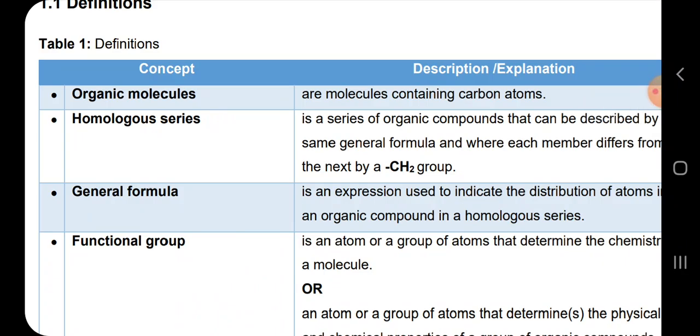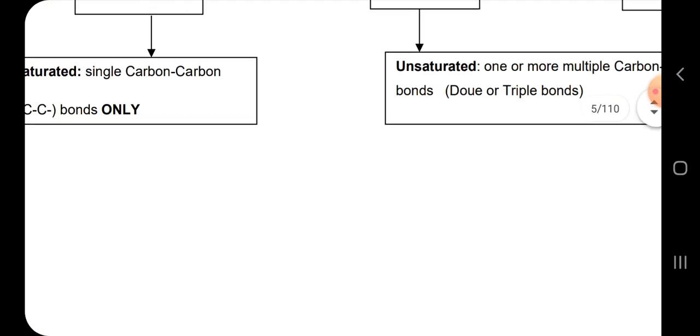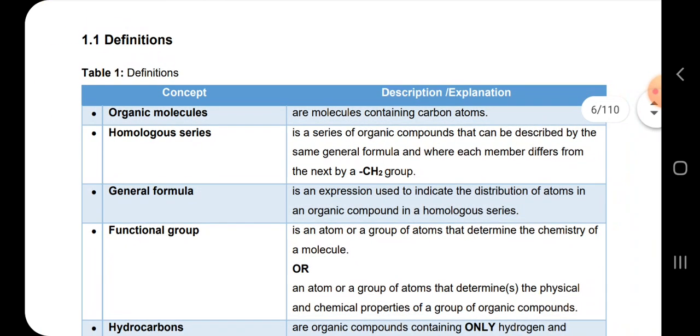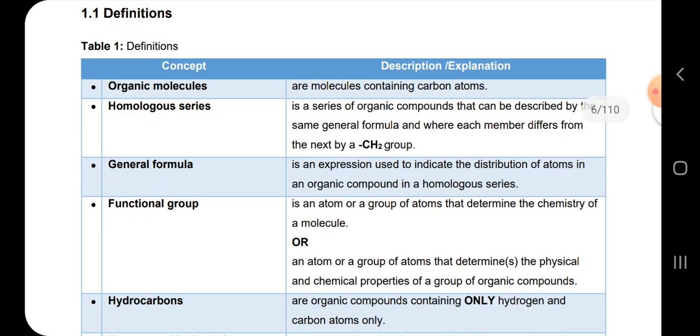And then the second thing that we will focus on is the definitions. Yes, so these are the definitions that you have to know. Jot them down somewhere to take notes. Well, what is an organic molecule? It's molecules containing carbon atoms. That's the first one. What is a homologous series? It's a series of organic compounds that can be described by the same general formula and where each member differs from the next by a CH2 group.